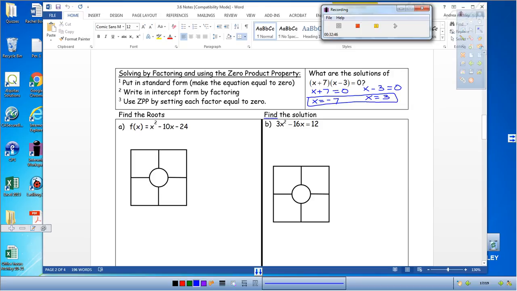Okay. So this first one, we need to factor it in order to solve. So we're going to follow these steps. We need to write it in standard form and make the equation equal to 0. This is already in standard form: the x squared, then minus 10x, then minus 24. The only thing we need to do is change the f of x to 0, because we're looking for the x-intercepts, and that is where y is 0. So everybody factor this for me.